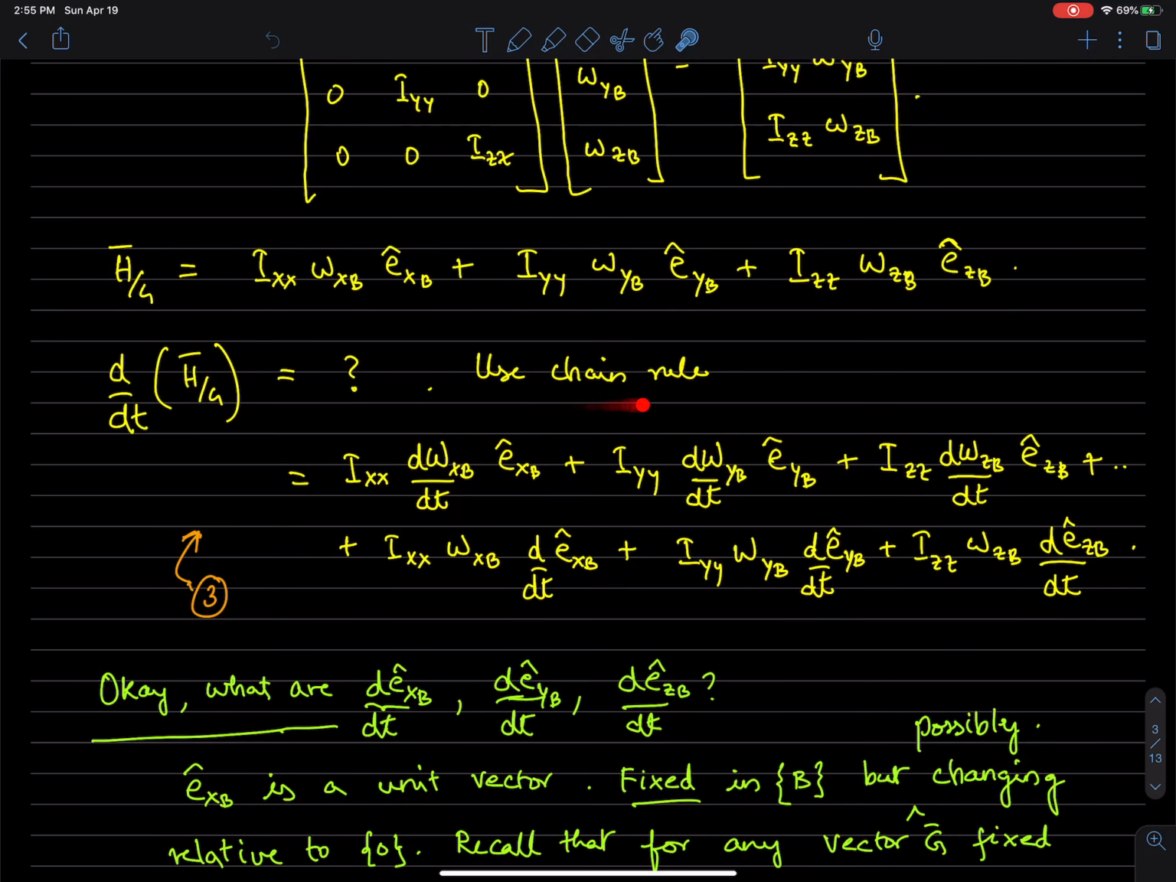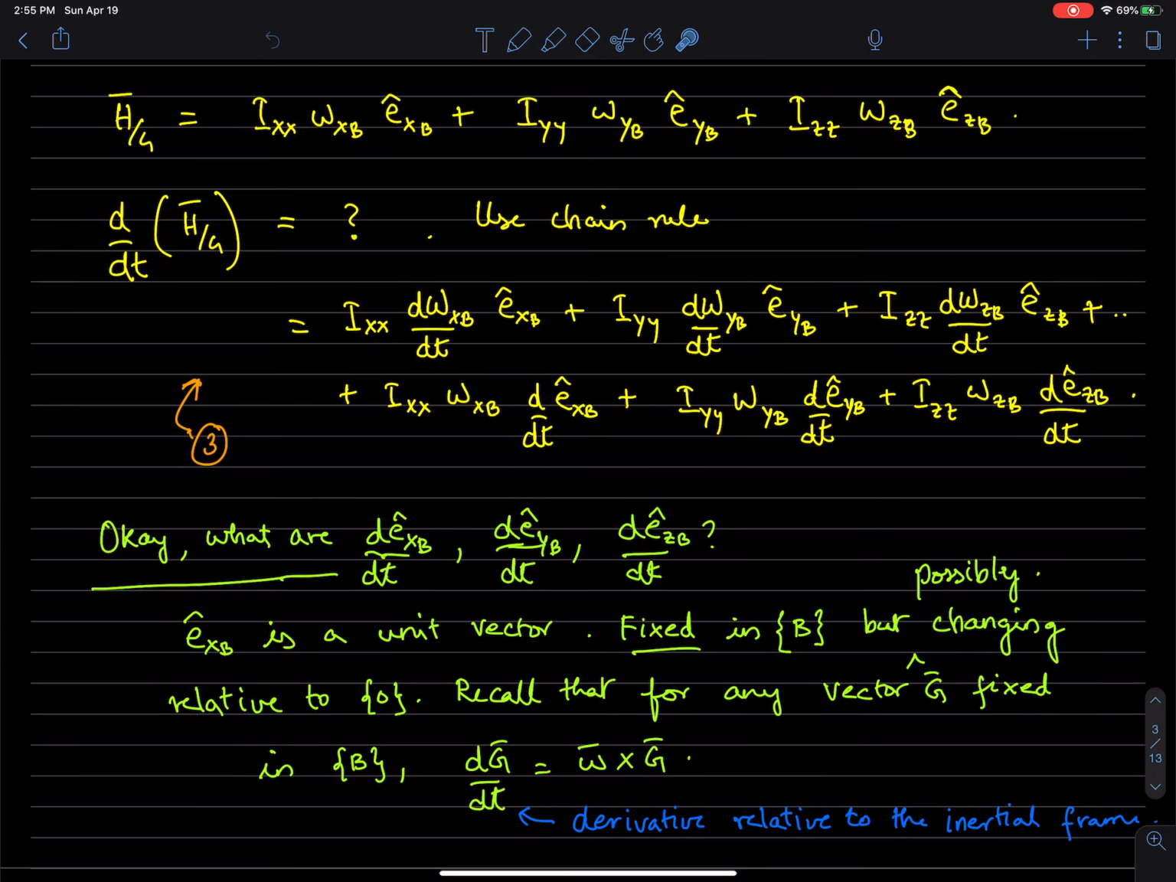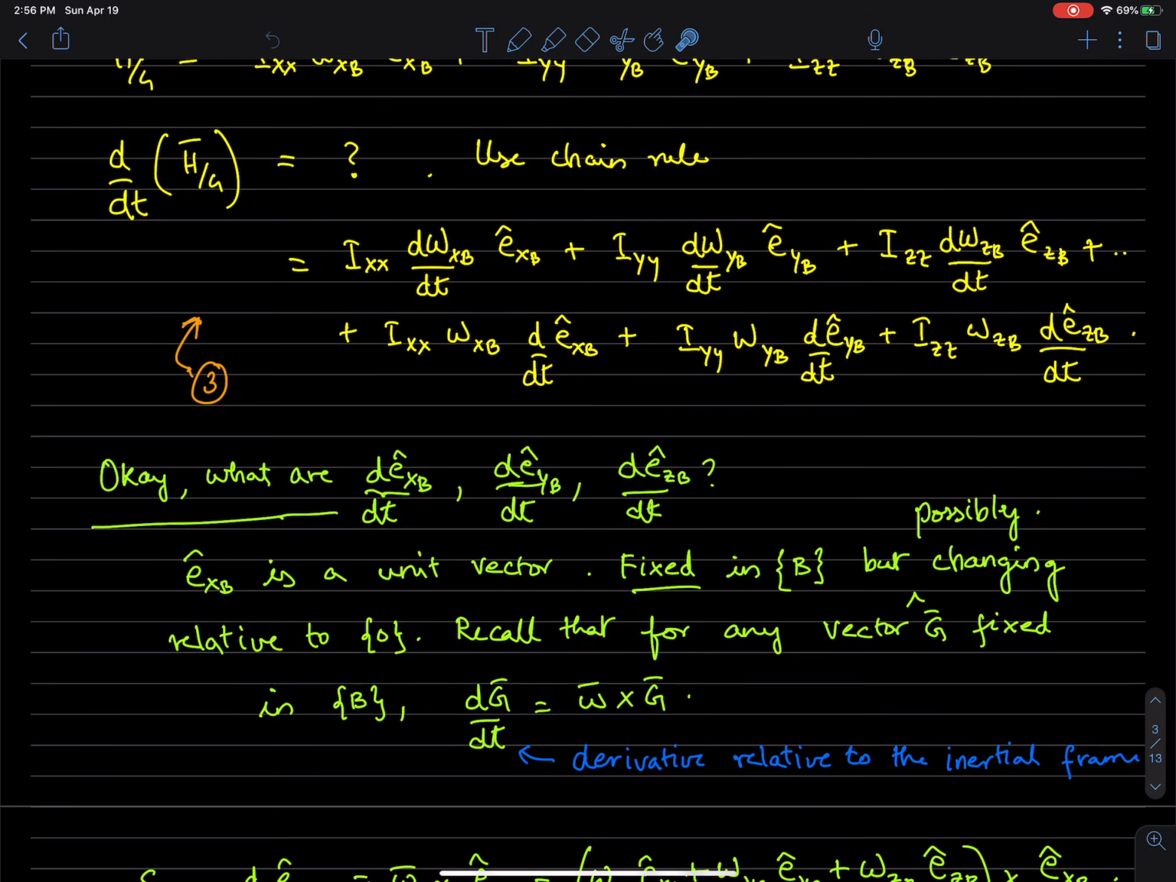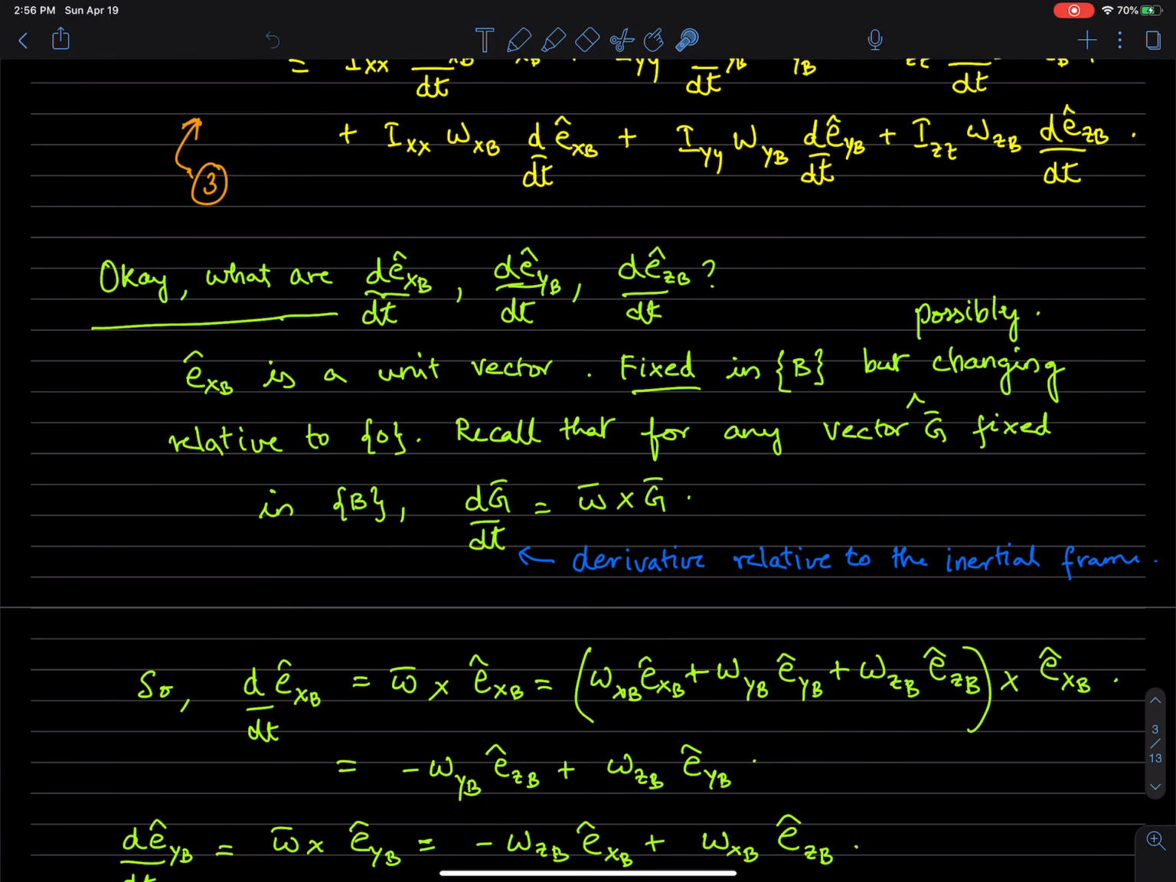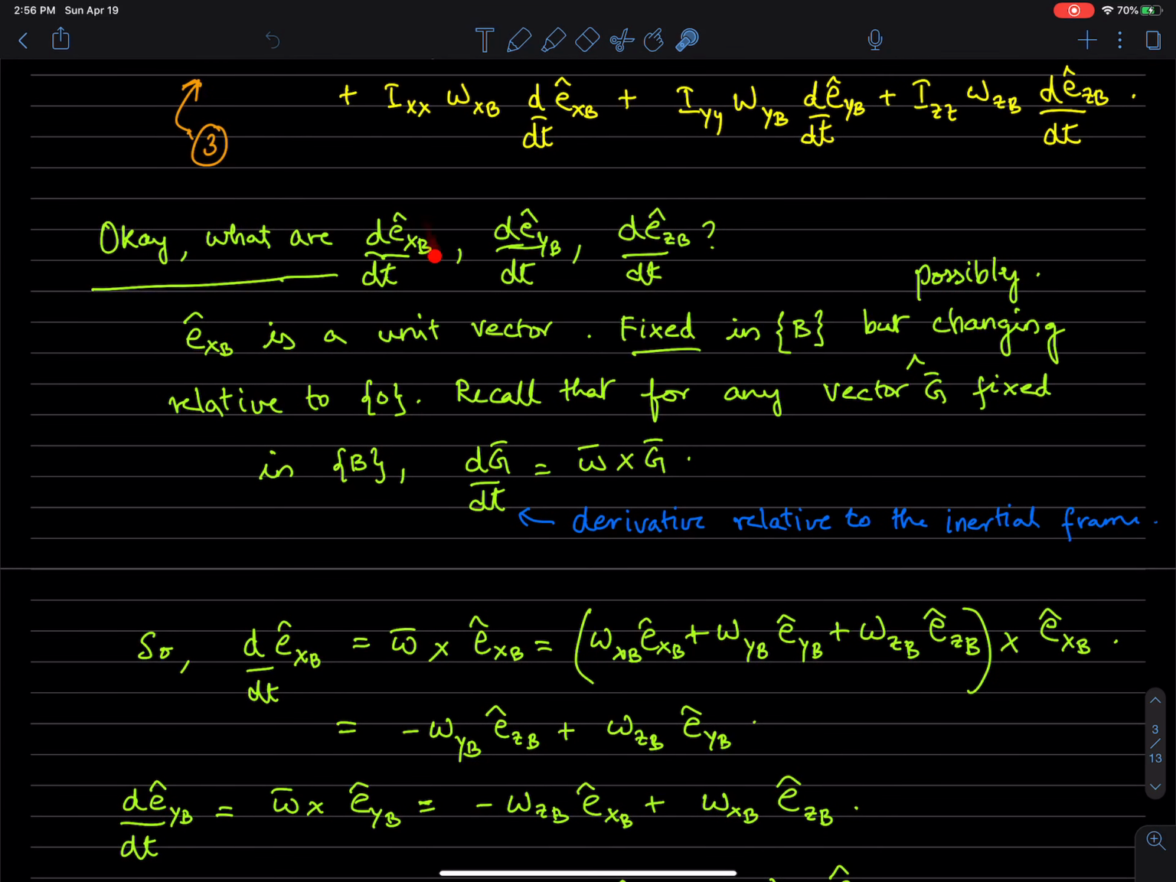We're going to take this and use the chain rule. So we get I_xx d omega_xB by dt, I_yy d omega_yB by dt, I_zz d omega_zB by dt. So that's differentiating the omega part. And then the other part is differentiating the unit vectors, like so. So we need to plug in some values for these unit vectors. So how do we find the derivative of these unit vectors? Let's just do one of them, and then the other two are identical.